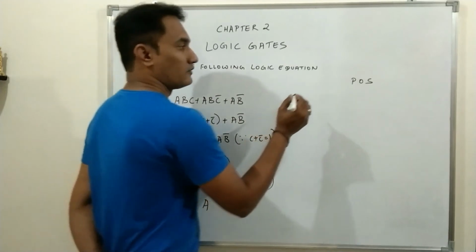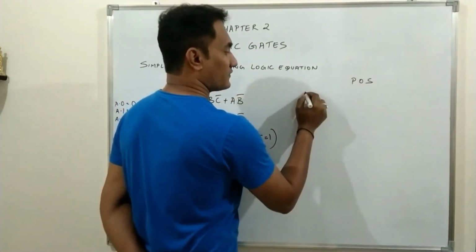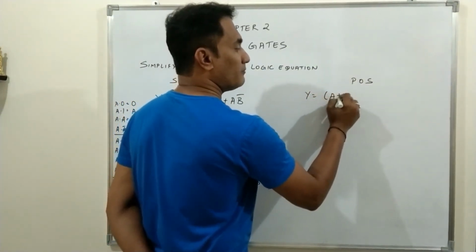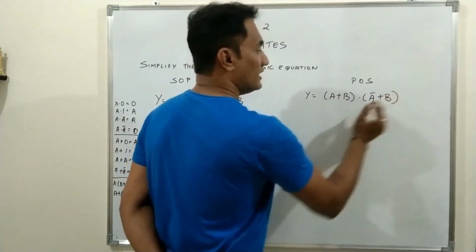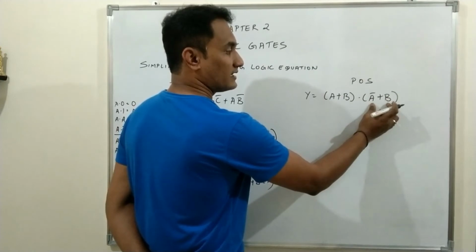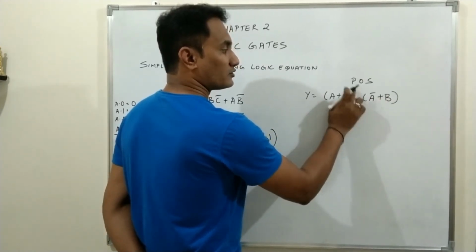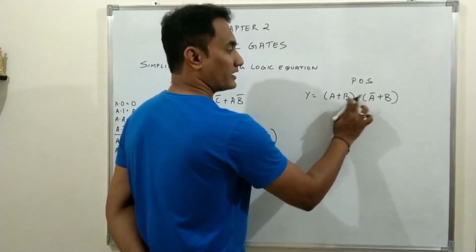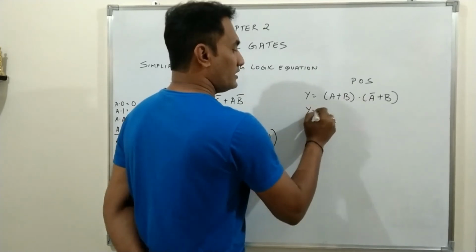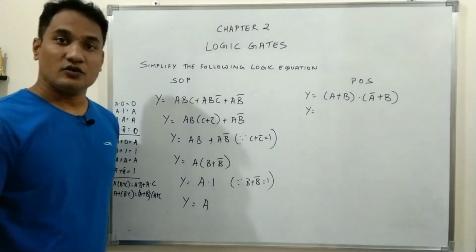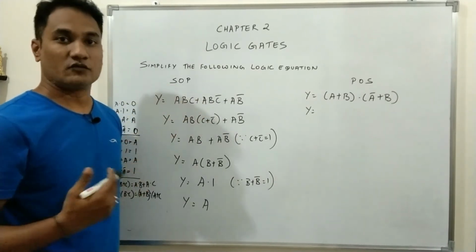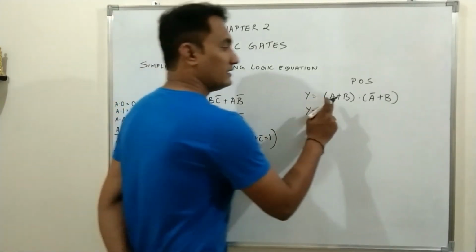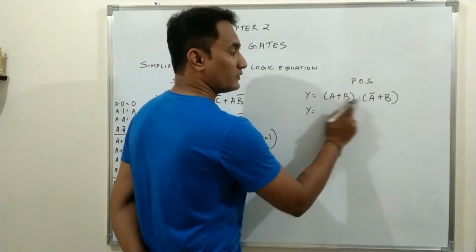One more we will take, POS, product of sum. Y is equal to (A plus B) dot (A bar plus B). So this is a sum expression and it is connected by a product. So it is product of sum. In the product of sum case, you have to convert that product of sum into SOP first, and then you have to solve. So to convert it into SOP, you have to open the bracket.